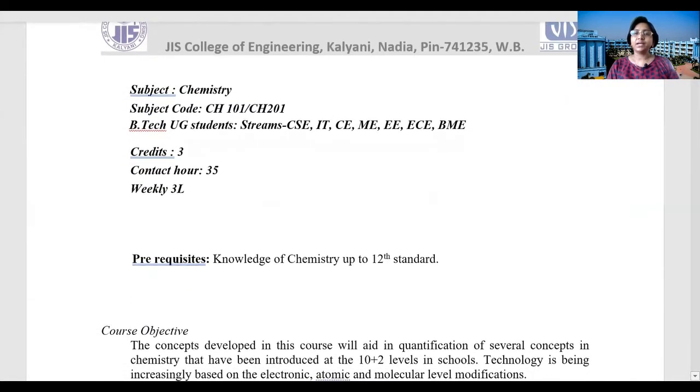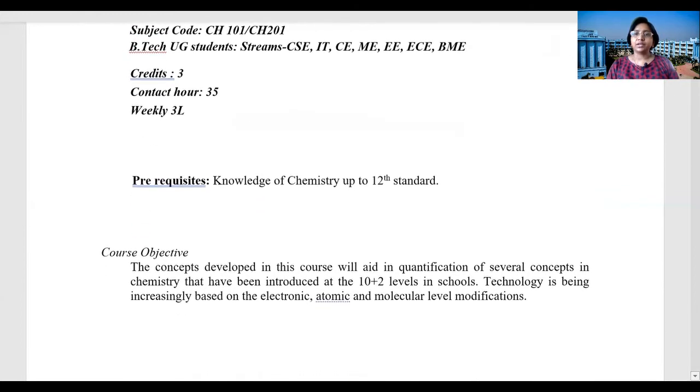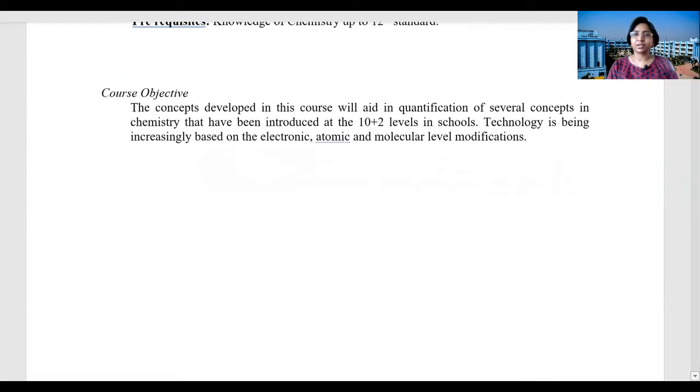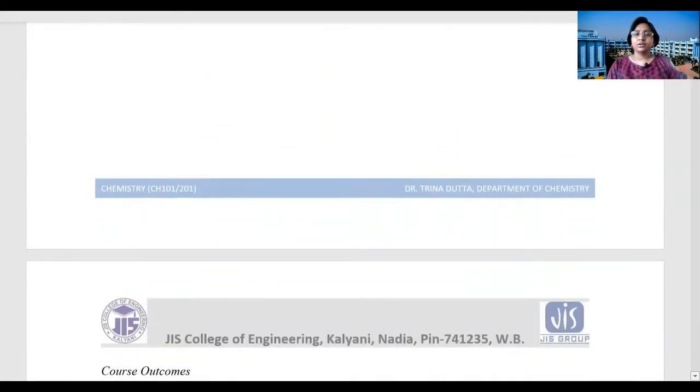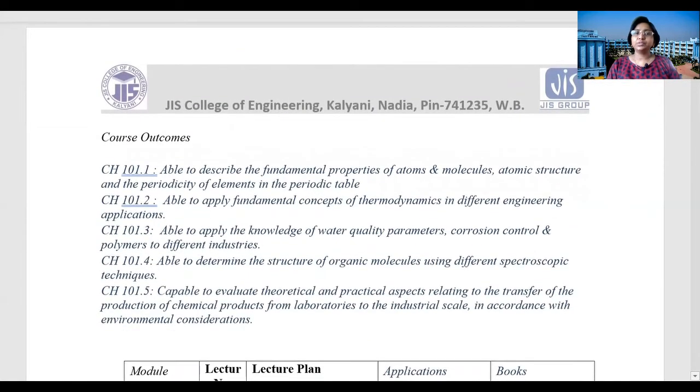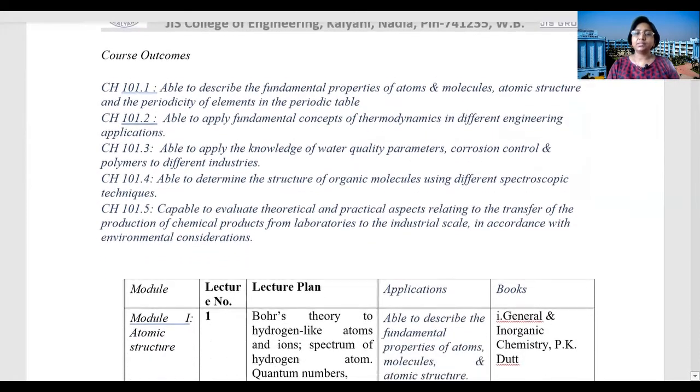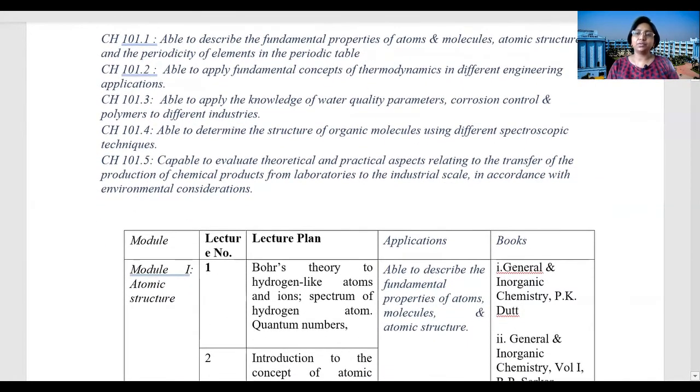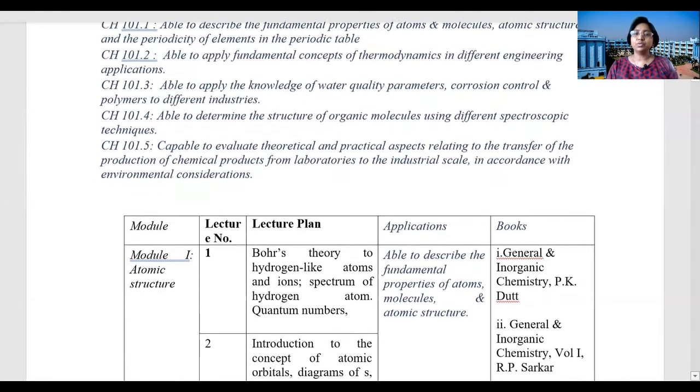To understand these chemistry classes, the prerequisite knowledge required is the 12th standard. The course objective is that students will learn different concepts of chemistry. Along with the course outcome, the lesson plan is also given, and in this lesson plan you can see which topics will be covered in each lecture.